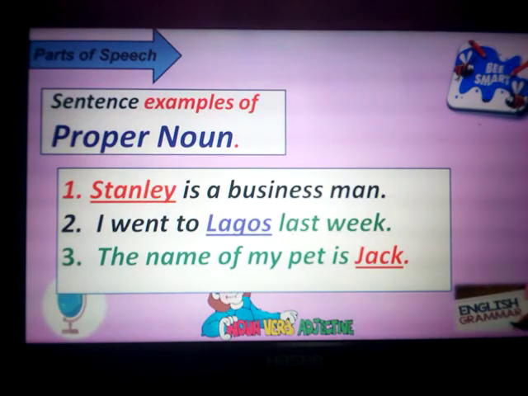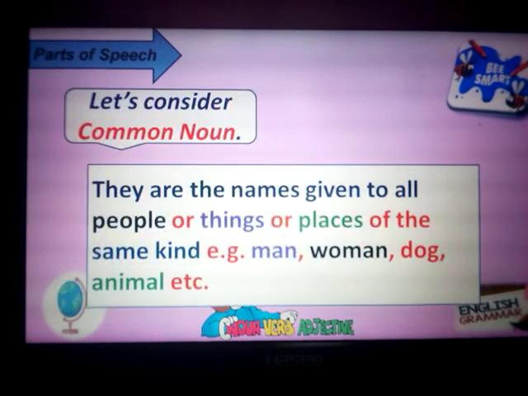Now, sentence examples of proper nouns. Stanley is a businessman. Stanley is a good example. I went to Lagos. The name of my pet was Jack. So these are examples of proper nouns, the underlined words there.